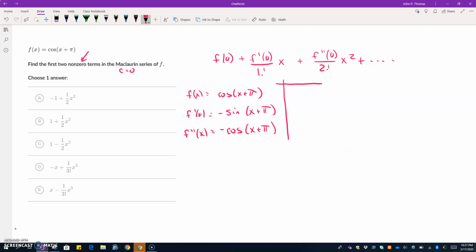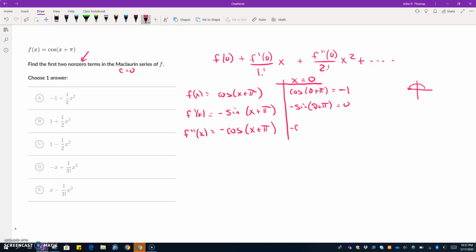Now I'm going to come over and I want to evaluate each of these at x equals 0. So this first one we have cosine of 0 plus pi, which is cosine of pi. If I think about my unit circle, pi is all the way over here, cosine is negative 1. So we have negative 1 on that first value. Then I have negative sine of 0 plus pi. Sine at that spot is going to be 0, so we do end up with the 0 term.